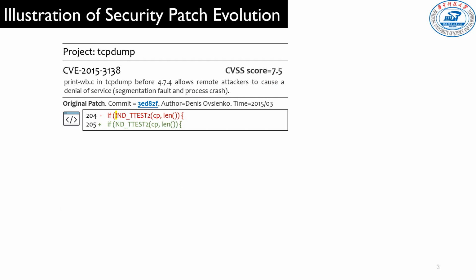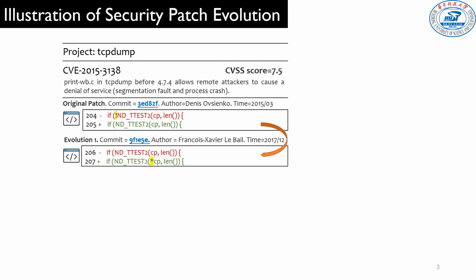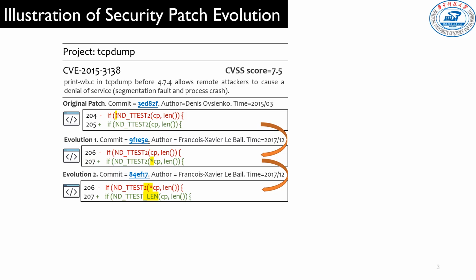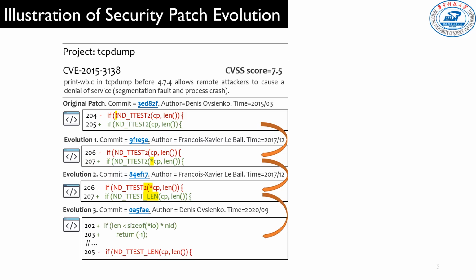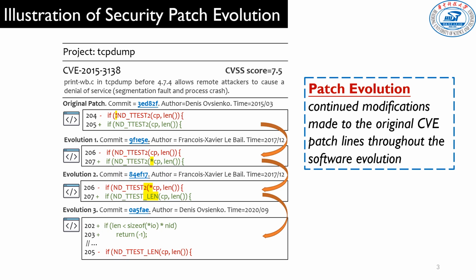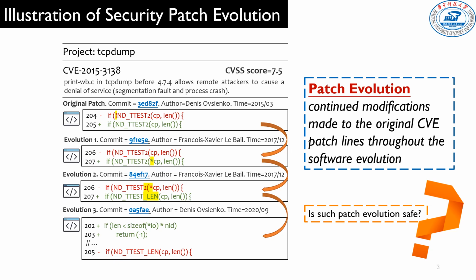Here's an example from the top-down project with vulnerability CVE-2015-338. Over time, developers made incremental changes to the original patch lines. We notice another author modifying it twice after release. Finally, the original author replaced it with a new sanitizer checker. In this example, we define the modifications made to the original CVE patch throughout the software evolution process as patch evolution. Our question is, is such patch evolution safe?